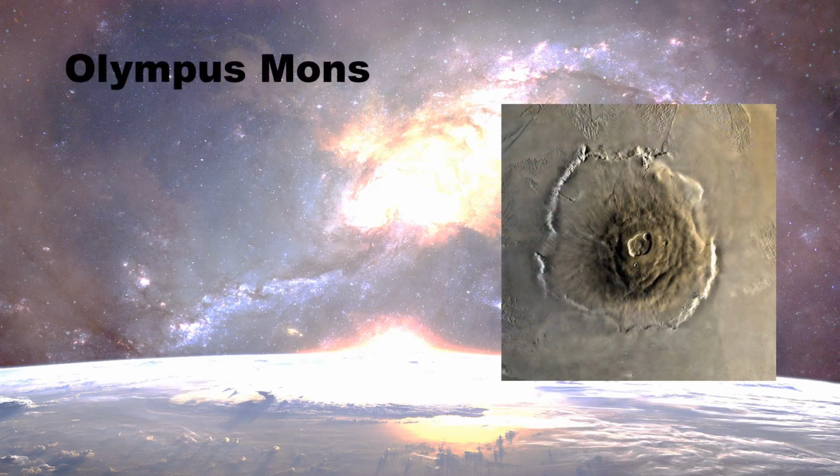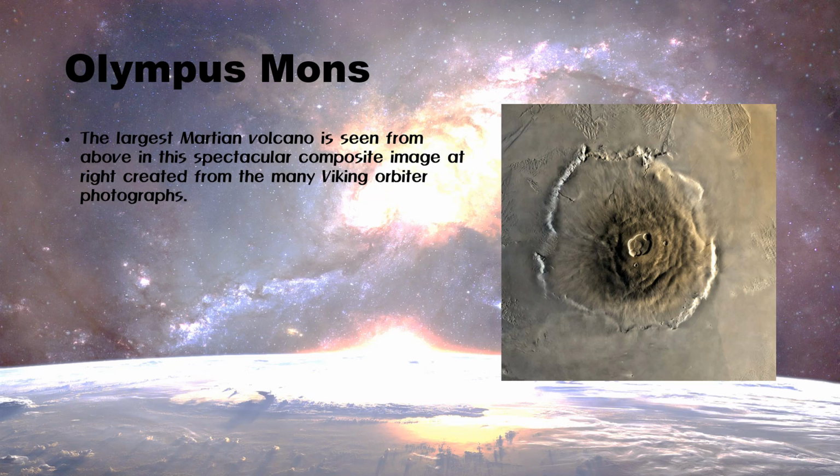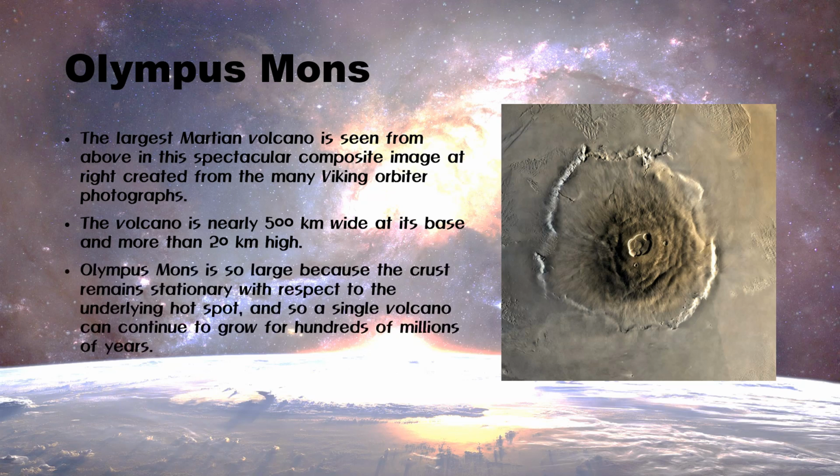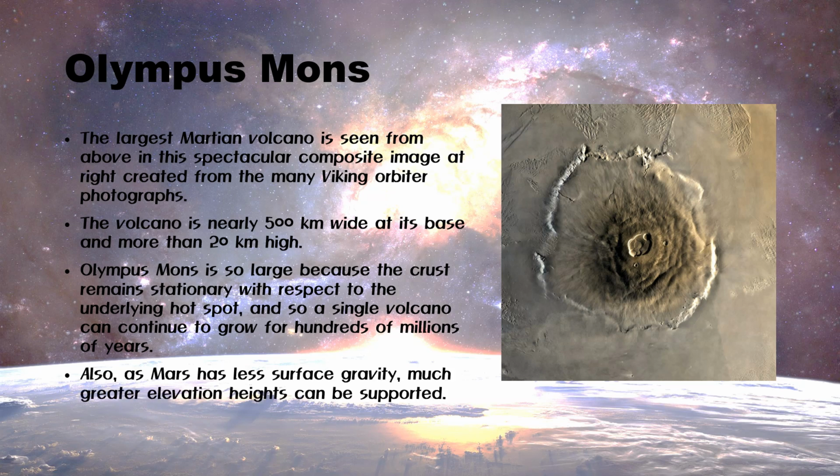So let's go ahead and take a closer look at Olympus Mons here. The largest Martian volcano is seen from above in this spectacular composite image at right, compiled from many different Viking orbiter photographs. The volcano itself is nearly 500 kilometers wide at its base and more than 20 kilometers high. In fact, Olympus Mons is so large because the crust, again, remains stationary. Mars doesn't have plate tectonics with respect to the underlying hotspot that would actually allow that material to move away. And so a single volcano continued to grow for hundreds of millions of years.